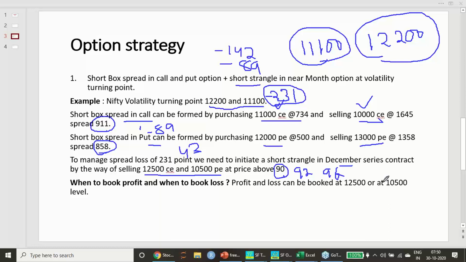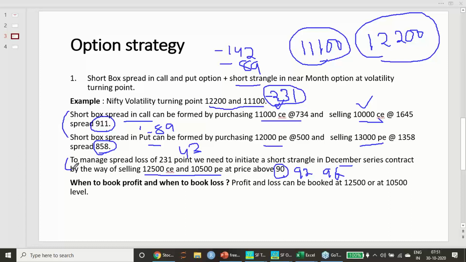So the very idea of initiating this particular trade is that this 231 points risk we are not going to give, but if a wide movement happens, say a price movement above 12,200 or a price movement below 11,100, in that case we'll make a decent profit, good profit. But since these two strategies are being spread out in two different months, you are initiating a short strangle in the December series and a box spread in the November series.